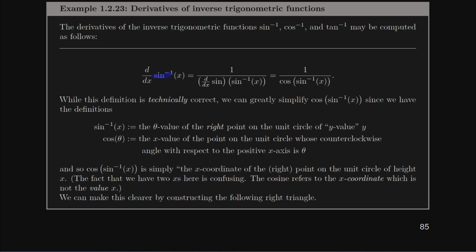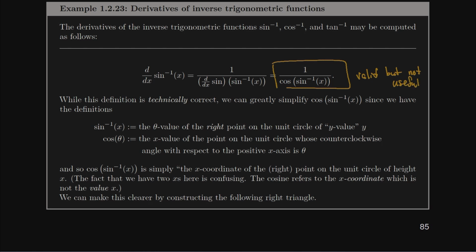Let's start with sine. So sine inverse, how could I compute that? Well, my rule says it's 1 divided by the derivative of the forward function. The derivative of sine is cosine, and then we evaluate it on the inverse function, so cosine of sine inverse. We could leave it like this. This is valid, but not useful.